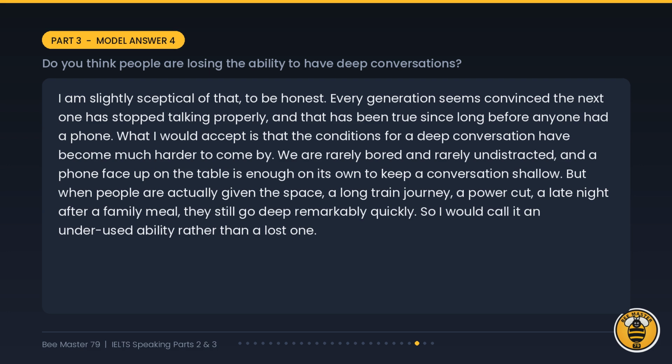I'm slightly skeptical of that, to be honest. Every generation seems convinced the next one has stopped talking properly, and that has been true since long before anyone had a phone. What I would accept is that the conditions for a deep conversation have become much harder to come by. We are rarely bored and rarely undistracted. And a phone face up on the table is enough on its own to keep a conversation shallow. But when people are actually given the space, a long train journey, a power cut, a late night after a family meal, they still go deep remarkably quickly. So I would call it an underused ability rather than a lost one.